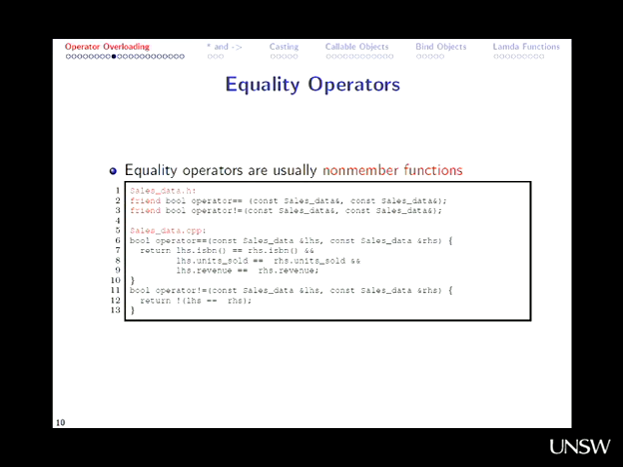So let's look at the equality operator. Equality is defined normally as a non-member function. I'm also going to pause here and ask you if you know what the difference between equality and equals is. Do people think that they know what the difference between equality and equals is? Can anyone tell me?